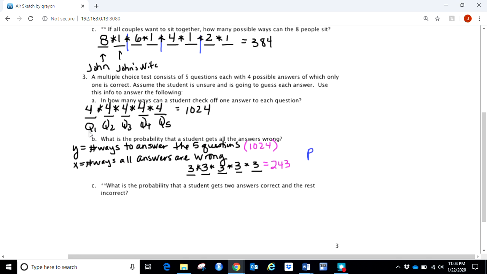So now it asked us to find a probability, right? A probability has to be between 0 and 1. So that's just going to be my 243 out of the 1,024, which if you were to convert this to a decimal, it's going to give us 0.2373. So about a 24% chance that you would get all of the answers wrong if you're just guessing.